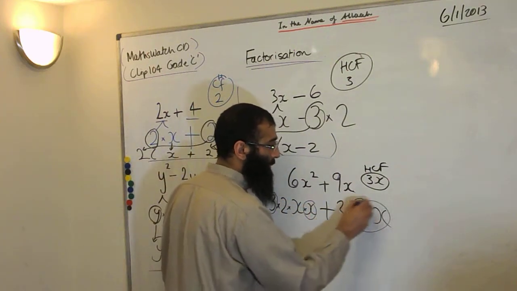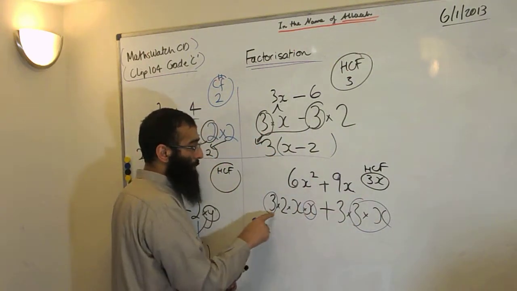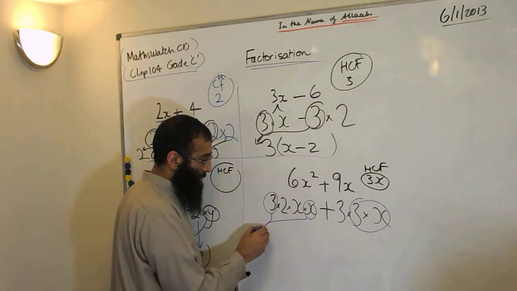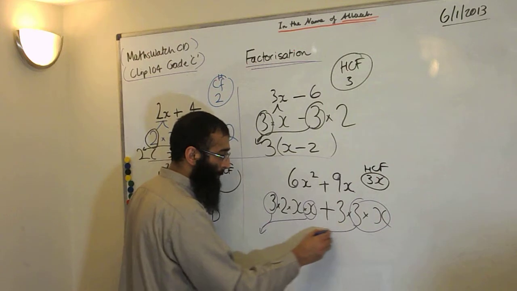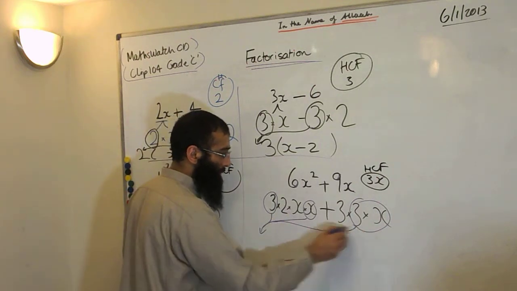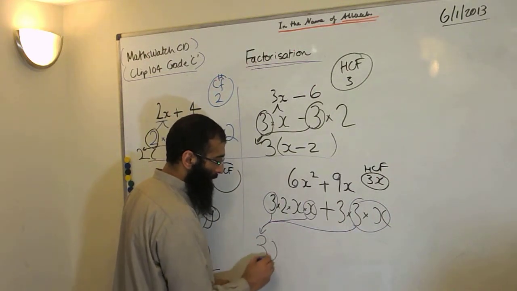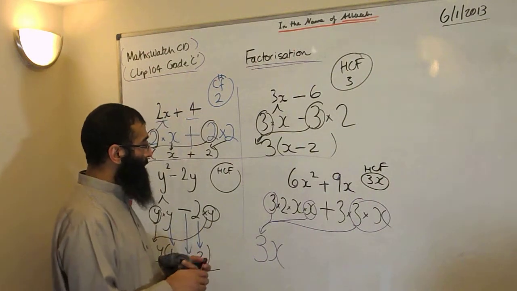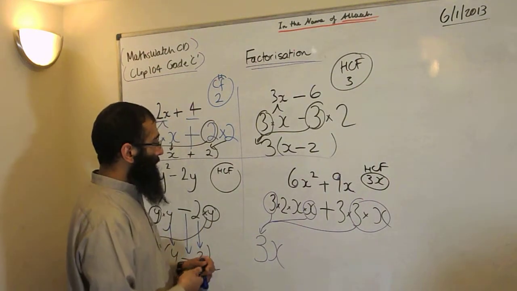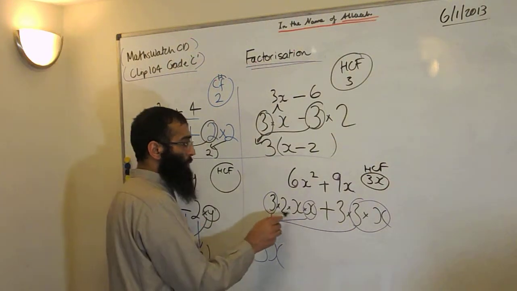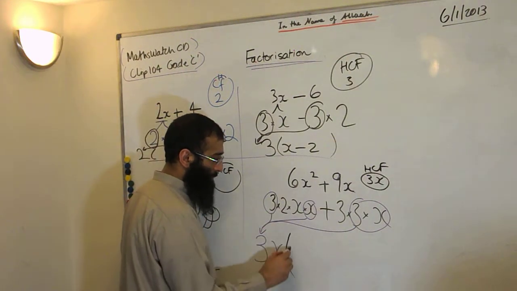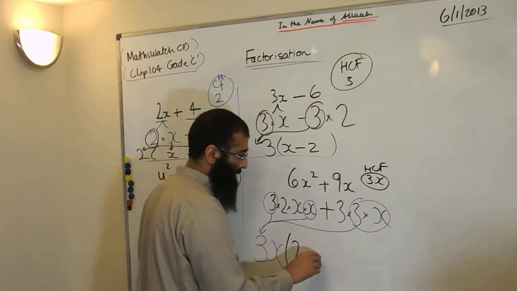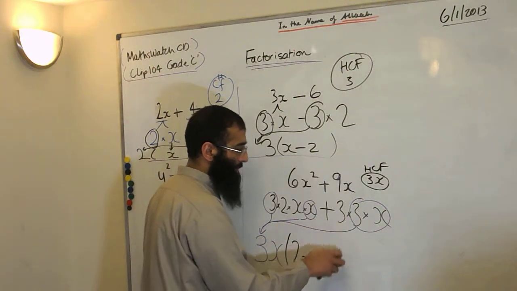Here the 3x is common. So don't worry about this one being separate, it's still the same, works the same way. So we get the 3x from over here. We get the 3x from over here. Copy the 3x down. Copy the remaining part of the expression down. So let's have a look. 3x bracket 2x is left here plus 3.